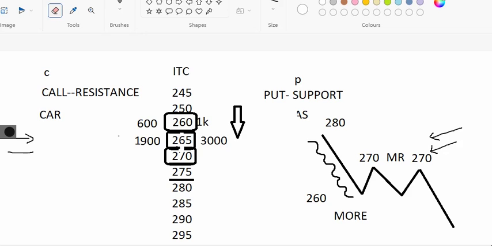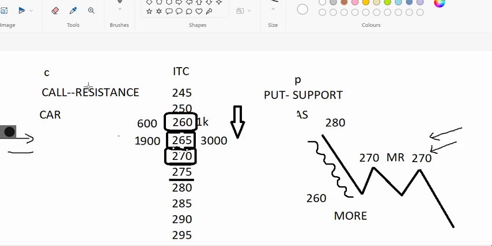And now what will happen? The put side will now be acting as support with 3000. There are more here, right? And now it will stay here until and unless one side is overwhelmed by the other side. If both sides are similar or around the same size, then the price will wander around the same price point, 1 point up, 1 point down, something like this.